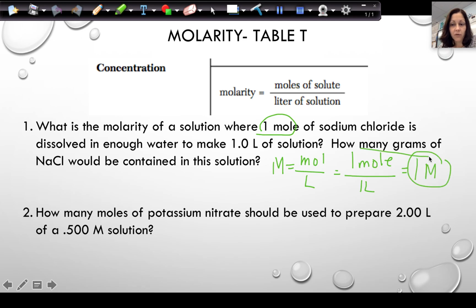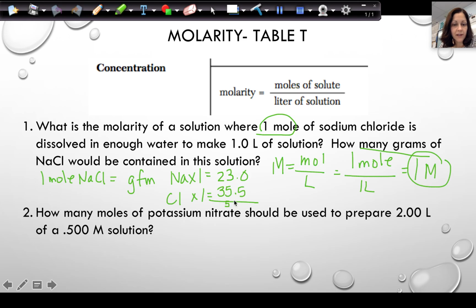And if they want to know how many grams of sodium chloride that is, 1 mole of NaCl, we would have to find the gram formula mass, which is Na times 1, Cl times 1, and we're going to add those up. That's 23.0 and 35.5, and when we add them up, we get 58.5 grams for the mass of 1 mole of that.